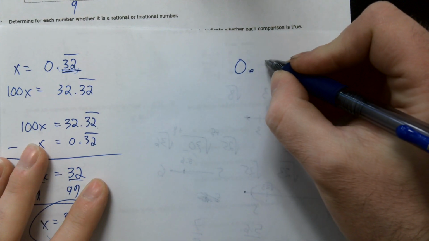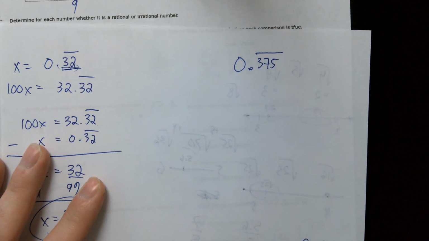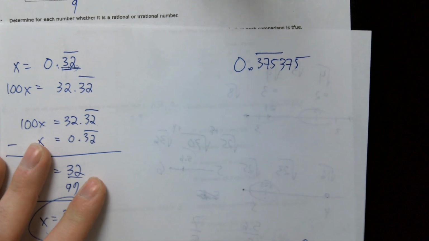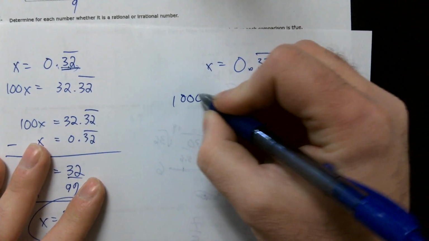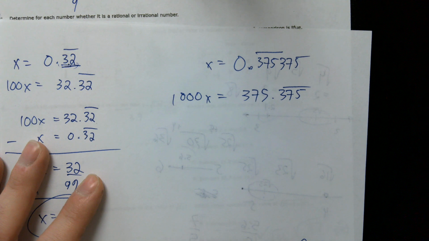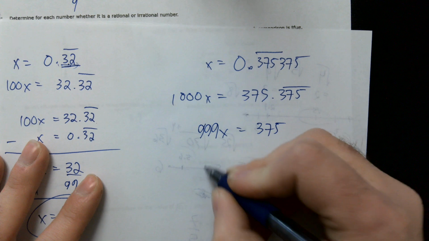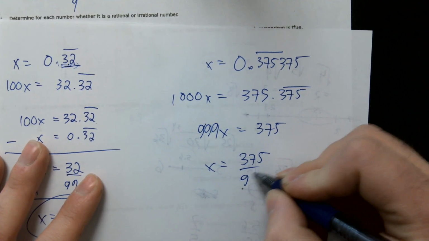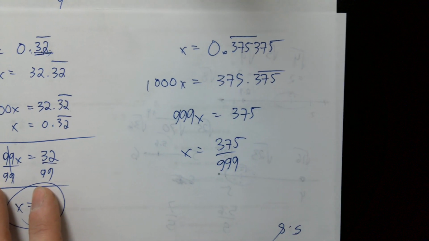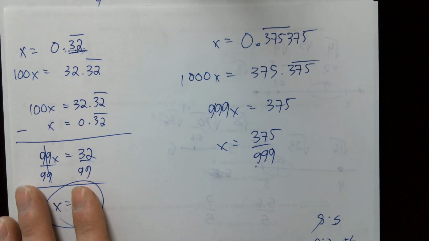What about 0. Someone give me 3 numbers. 375. And what if they're all repeating? 375, 375, 375. Well, now I need to multiply by 1,000. 375.375 repeating. Right? So now I've got 999x equals 375. So x equals 375 over 999. Let's check. Does that give me 375 repeating? 375 divided by 999. 375, 375, 375. Okay?